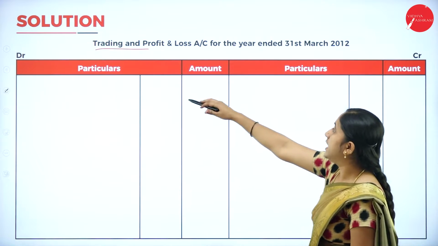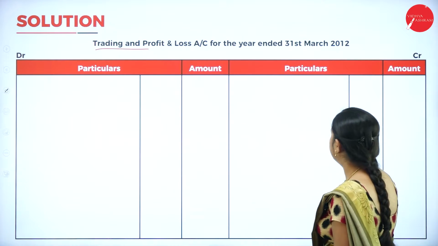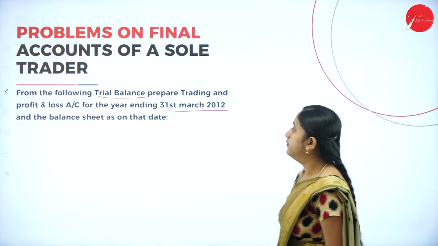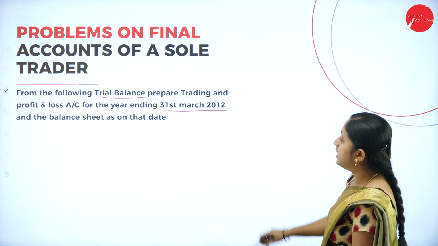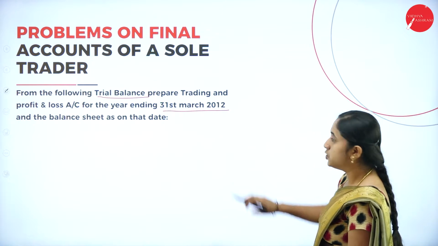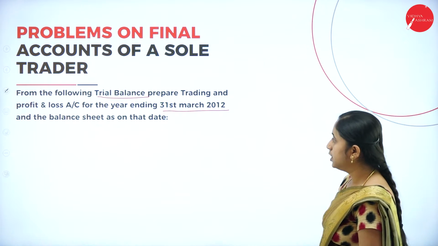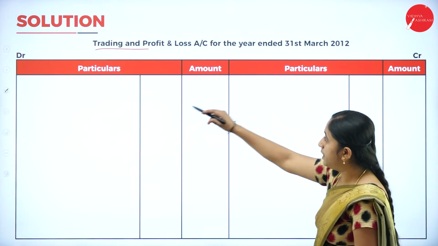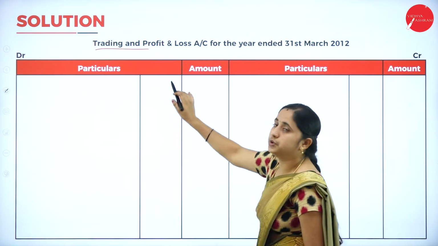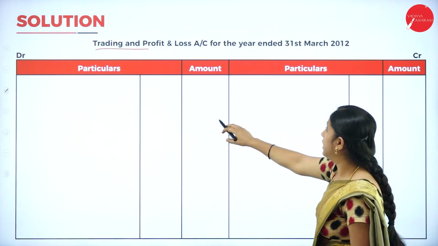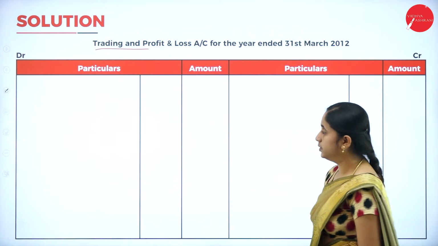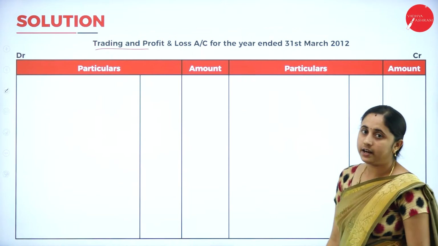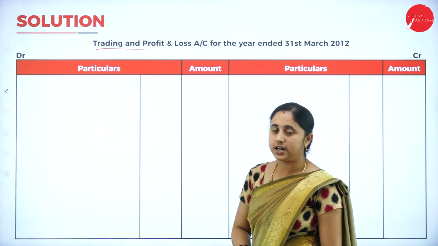First, write the heading: trading and profit and loss account for the year ended 31st March 2012. Balance sheet is on the same date, that means for the balance sheet also the same date, 31st March 2012. Debit and credit. Particulars, amount, inner column for the calculation. Then again amount, particulars, amount and amount. On this side you will consider all the direct expenses and here all the direct income or trading activity. Trading account you will consider.